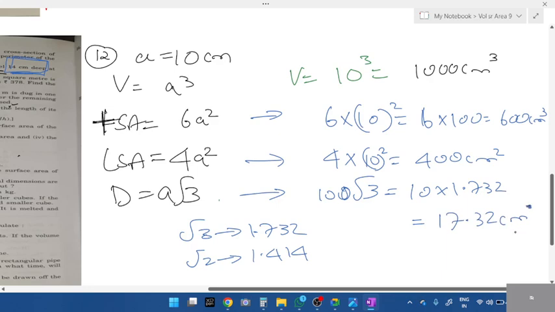For diagonal, it is just centimeter. No square, no cube, nothing. Just centimeters.